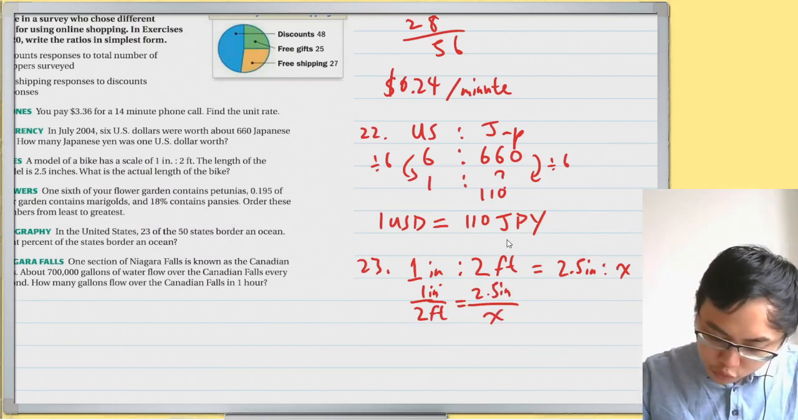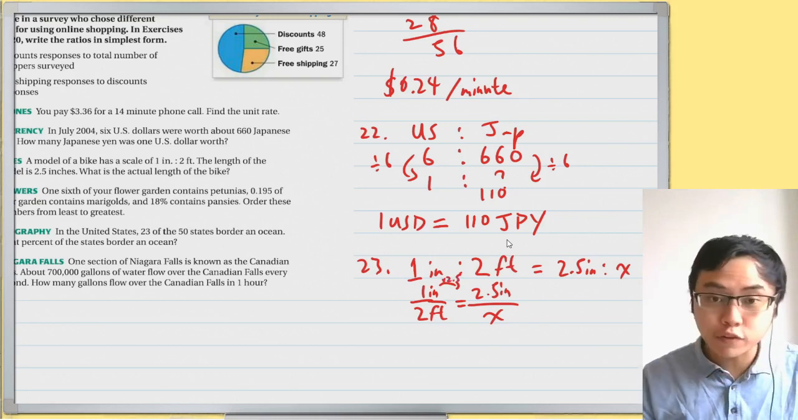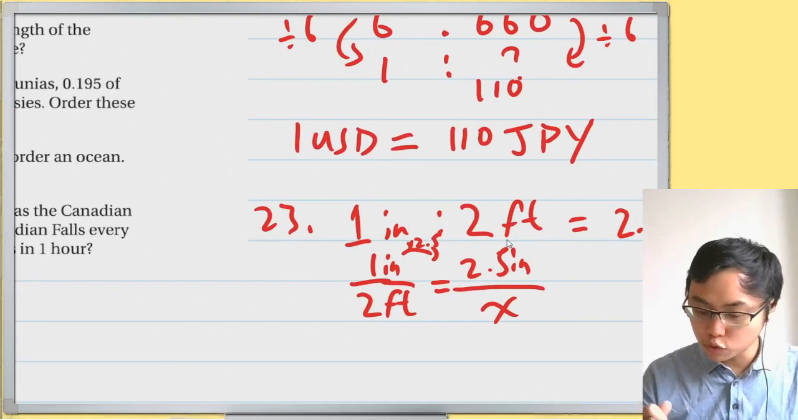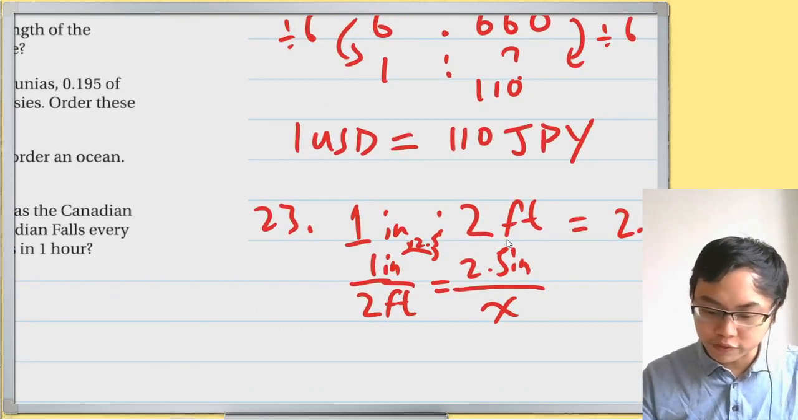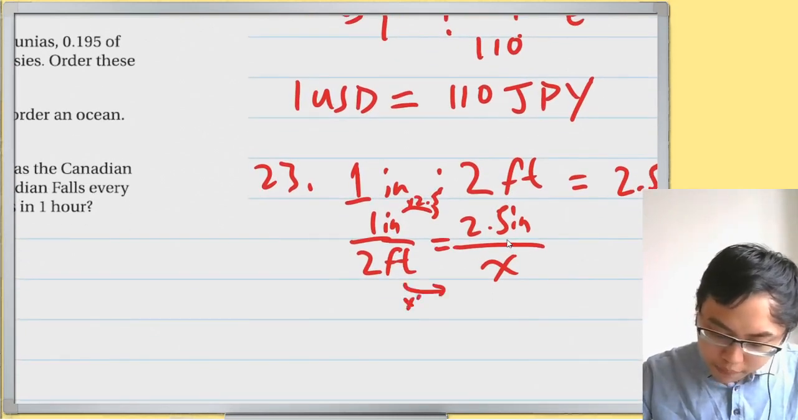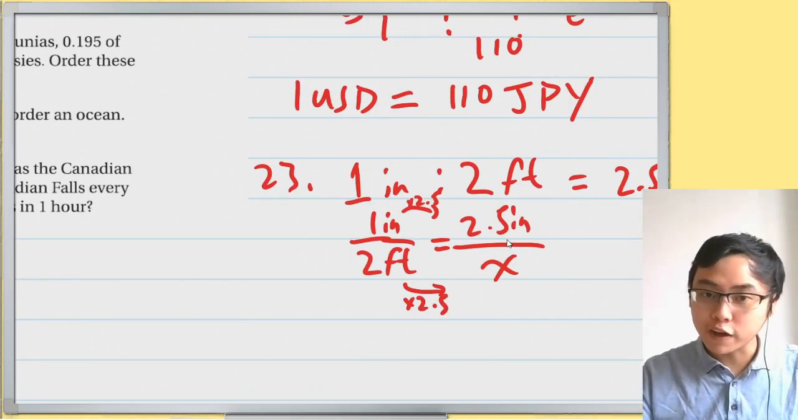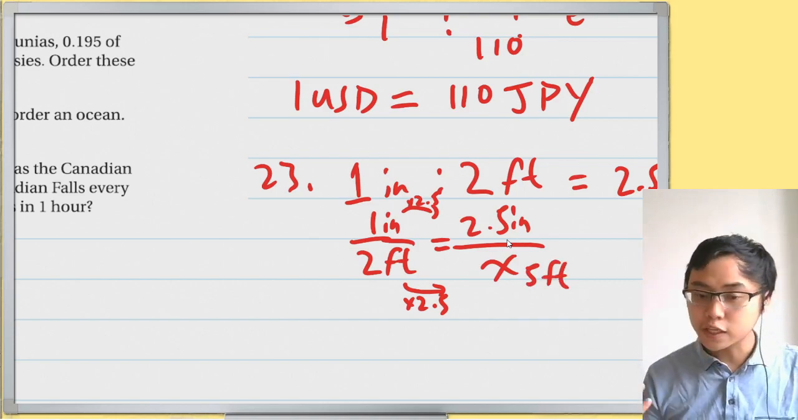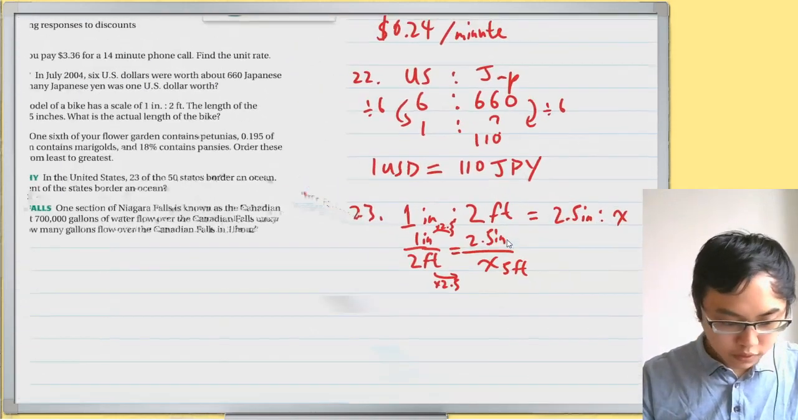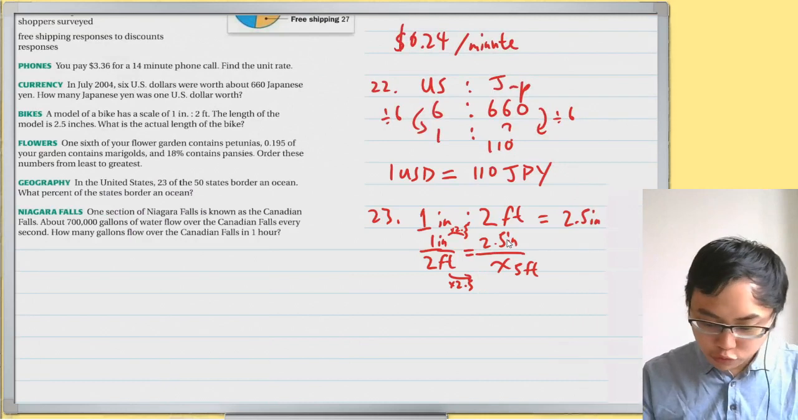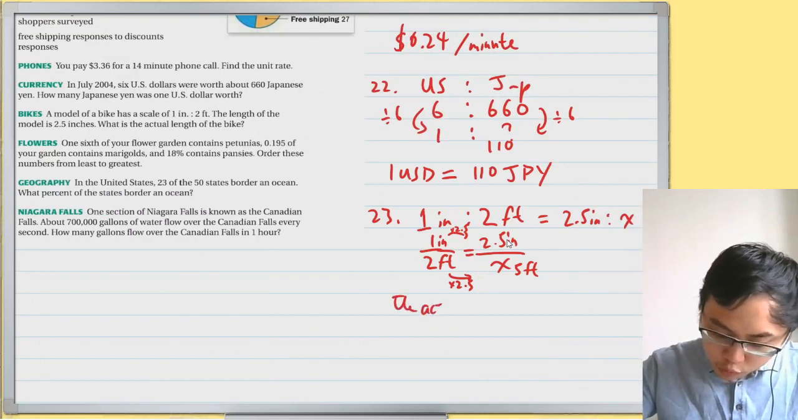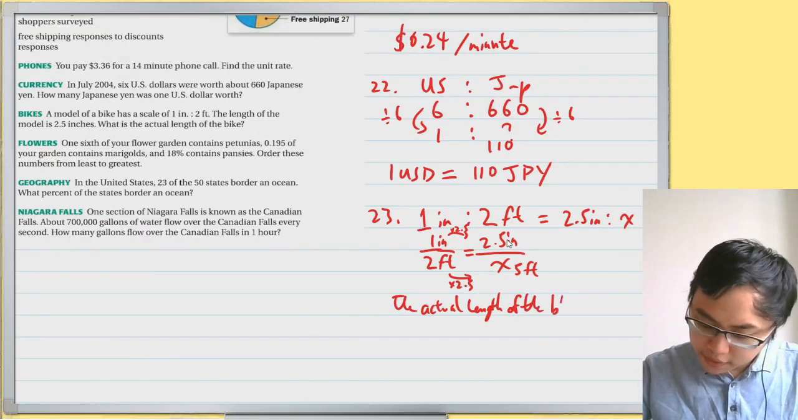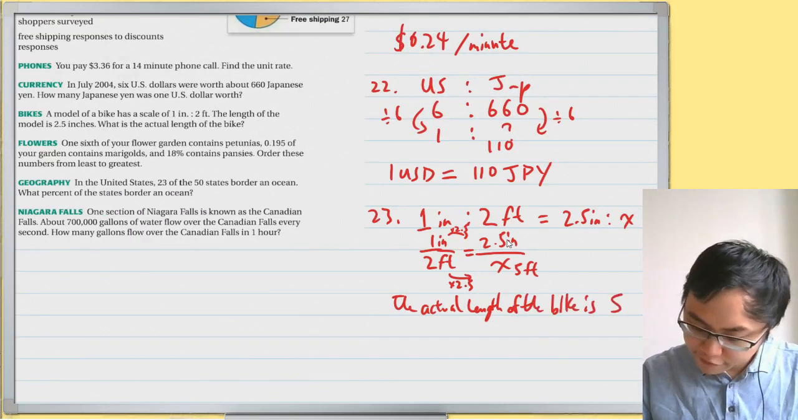So from 1 to 2.5, we just need to multiply by 2.5. Let me zoom in a little bit so that you can see. Multiply by 2.5 to get to the 2.5 inches. And so 2 multiplied by 2.5 will be 5. 2 times 2.5 is 5, which means that's going to be 5 feet in real life. So what is the actual length of the bike? The actual length of the bike is 5 feet.